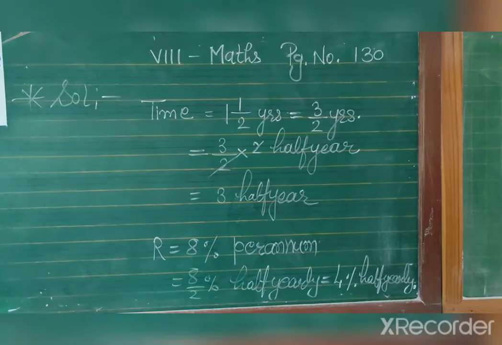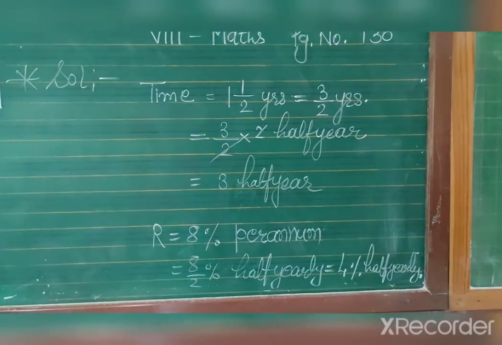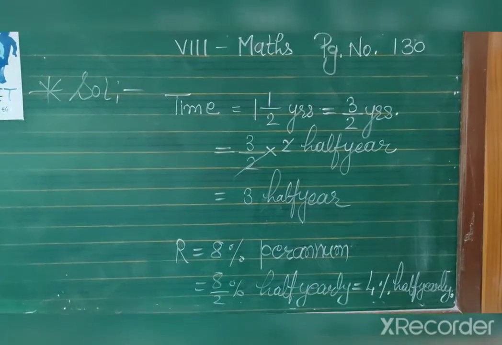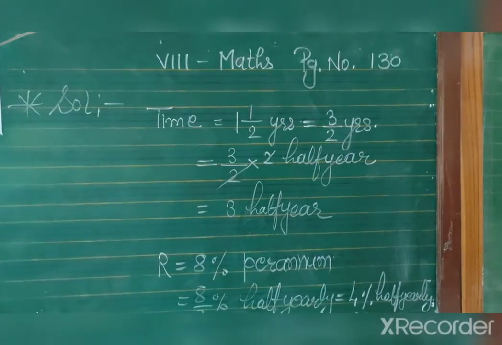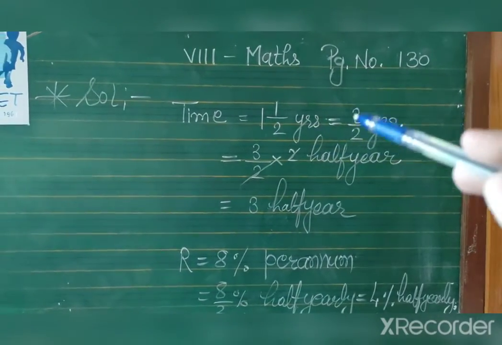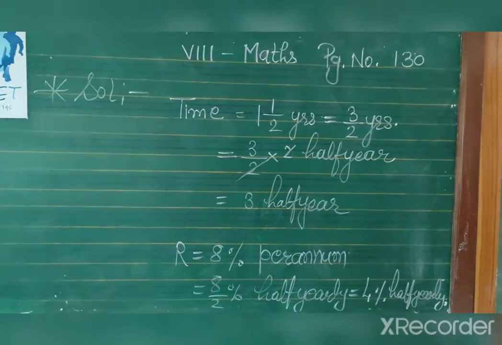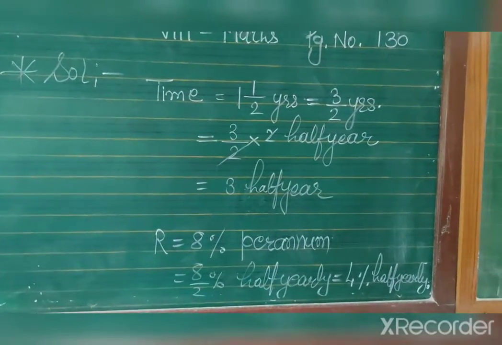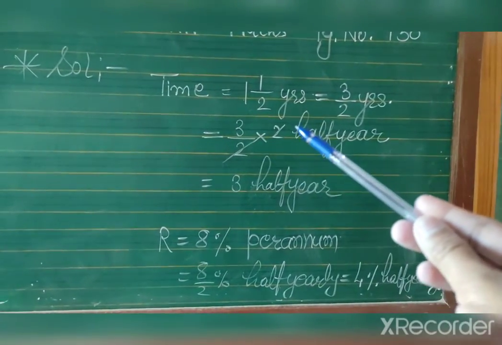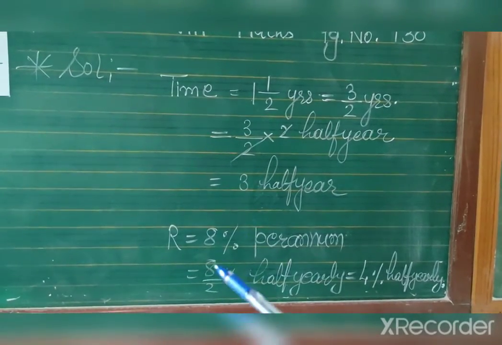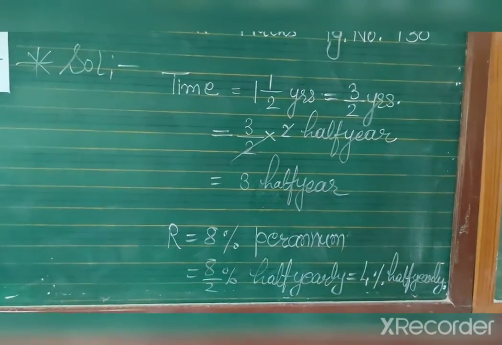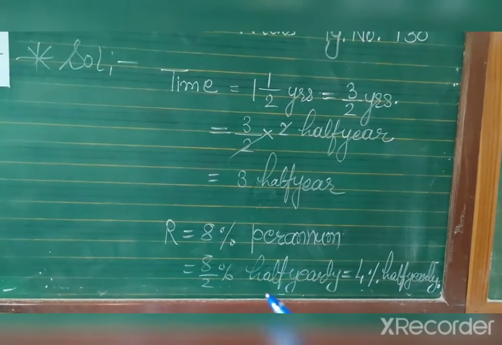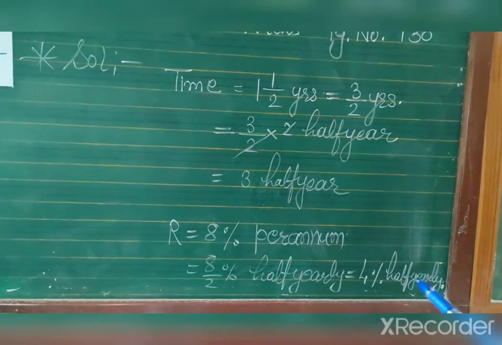Here we only have to calculate the time period and rate of interest, because the sum we don't know, but we only have to find out how many times we calculate. So time is given 1 and 1 upon 2 years, that means 3 by 2 years, and for half yearly just double the time. So every 6 months, half yearly, that means you will calculate the interest 2 times. So 3 by 2 multiplied by 2, the 2s cancel, so 3 half years. And for rate of interest, just divide by 2, because per annum we collect 8 rupees on 100 rupees. So after every 6 months we will collect 4 rupees. So 8 by 2, 4% half yearly.